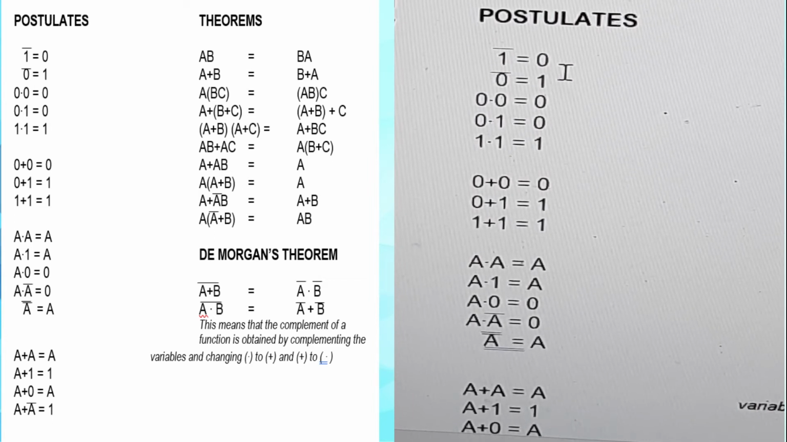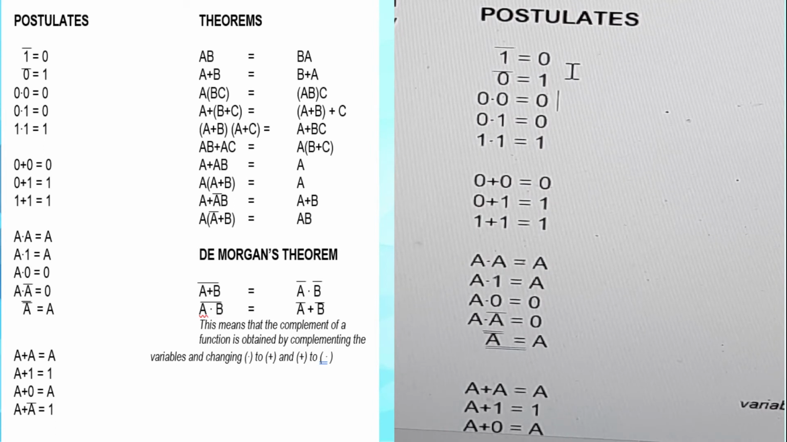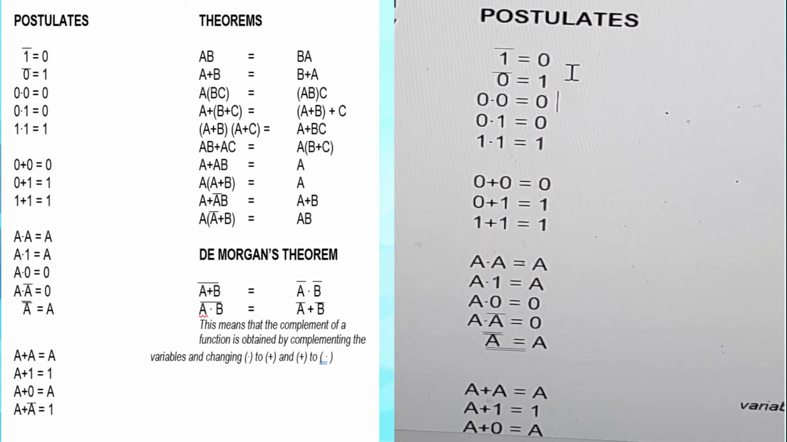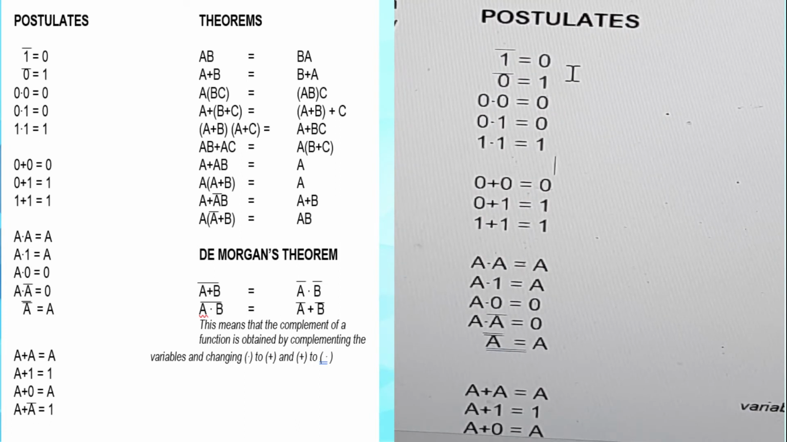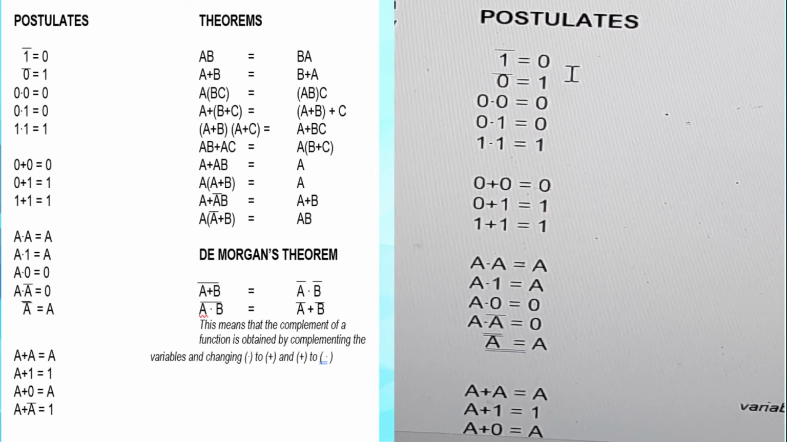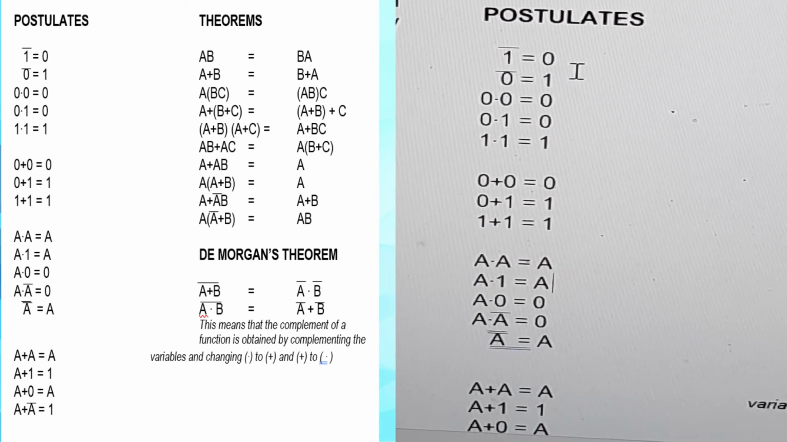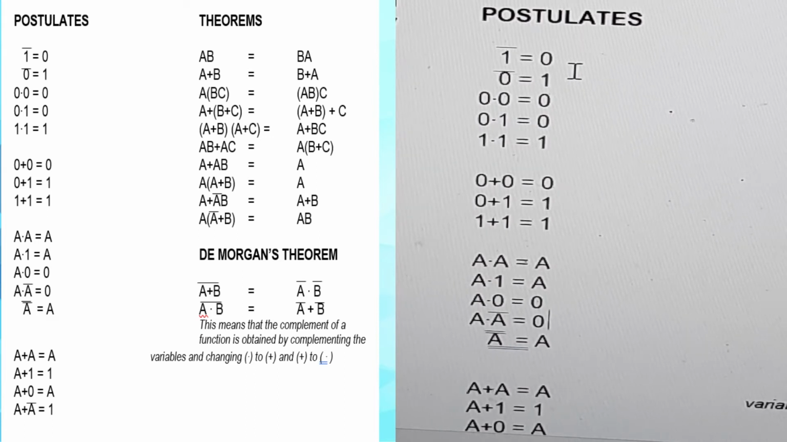1 bar is equal to 0, 0 bar is equal to 1. 0 times 0 is 0, 0 times 1 is 0, 1 times 1 is 1. Sa addition naman tayo: 0 plus 0 is 0, 0 plus 1 is 1, 1 plus 1 is 1. Always remember that one. A times A is equal to A. A times 1 is A. A times 0 is 0. A times A bar is 0. This one is a so-called A double bar.